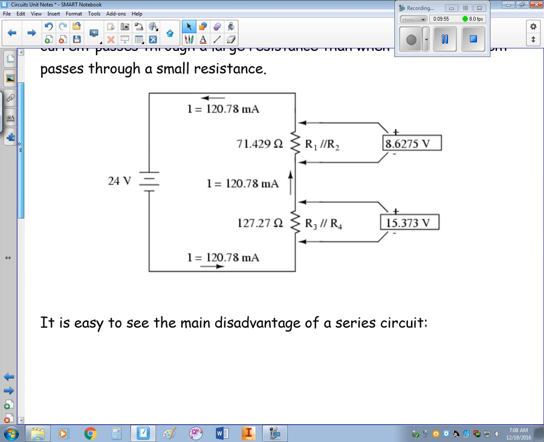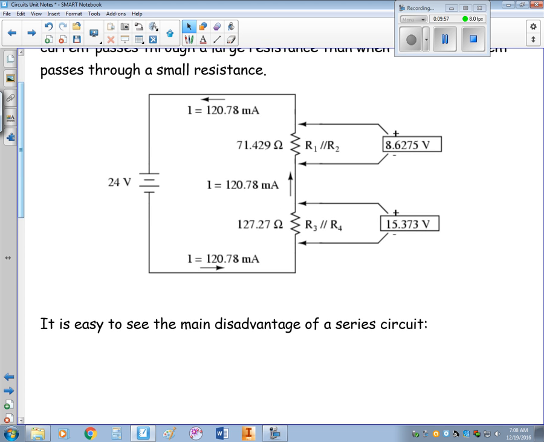So here is another quick example. We can see all the currents, 120.78 milliamps. I got two resistors, and we got the different voltage drops. And notice that the smaller the resistor, the smaller the voltage drop. The larger the resistor, the larger the voltage drop. So big resistors will drop the voltage by a greater amount than smaller resistors.